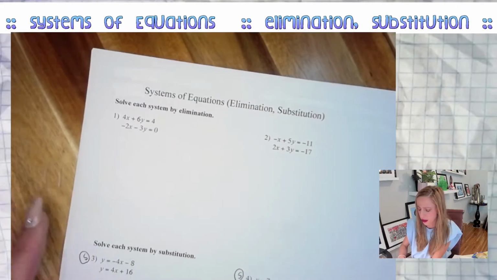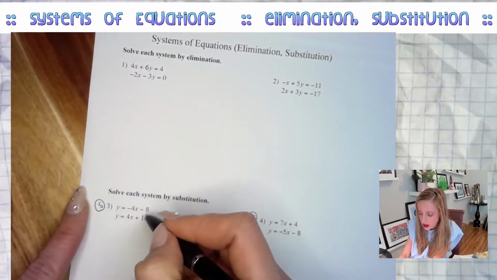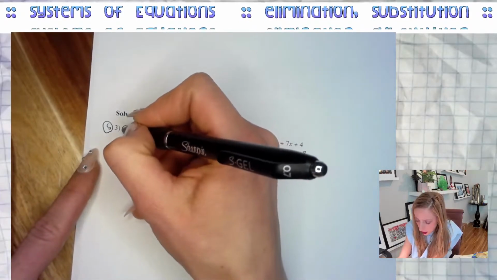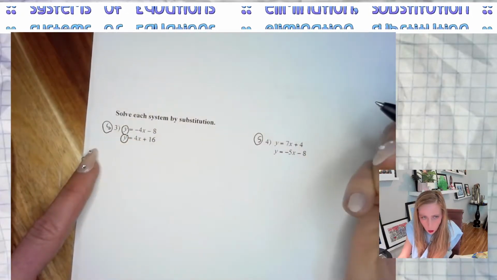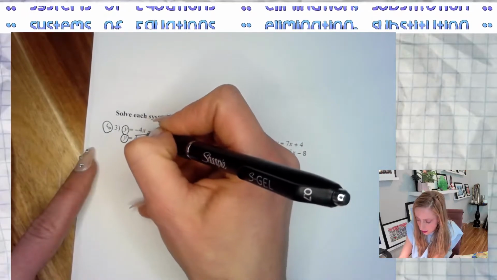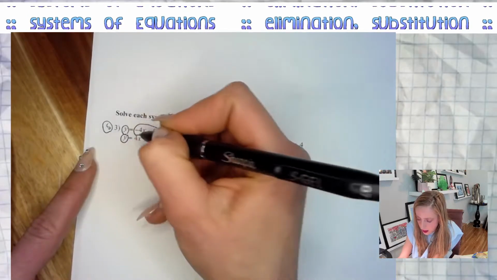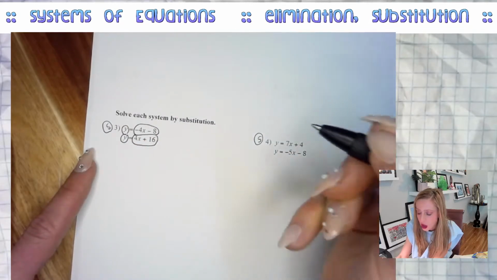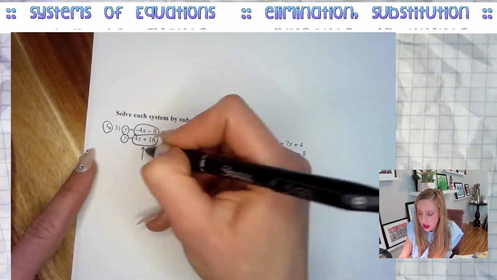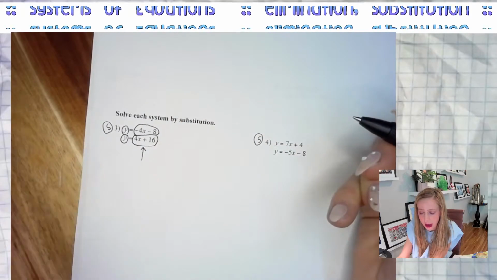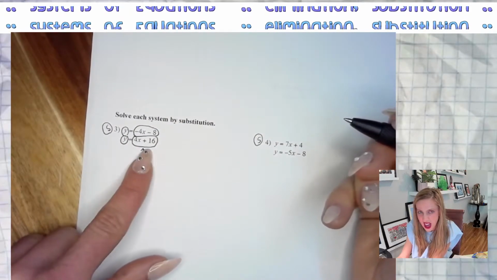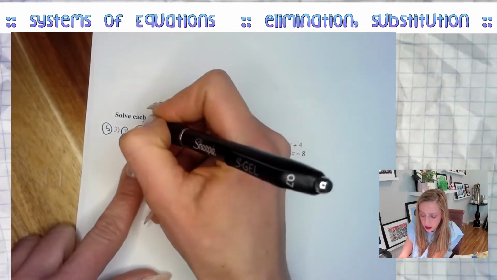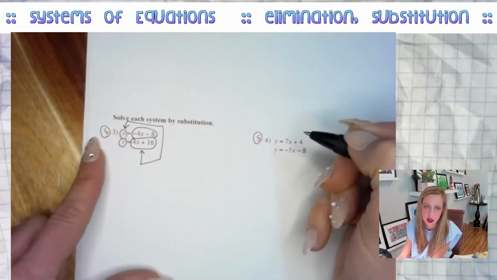Number 3. y equals this and y equals that. Substitution, well, what does this mean? y is the same y in both of these equations. And apparently it's equal to negative 4x minus 8, and it's equal to 4x plus 16. So what we're going to do is take this second value of y. I have y alone. y is 4x plus 16. And I'm going to substitute it in for y in the first equation.